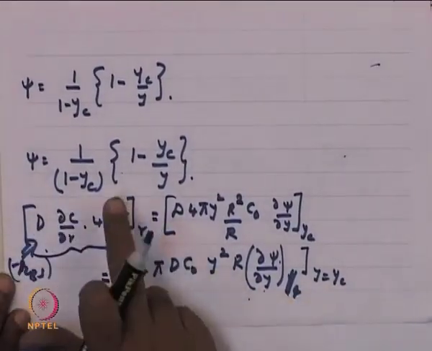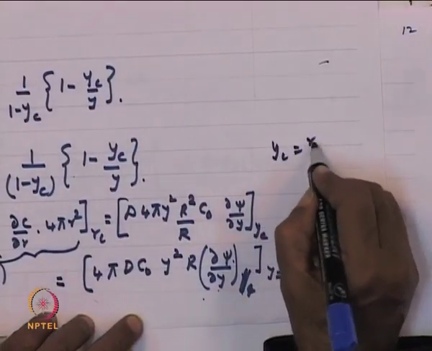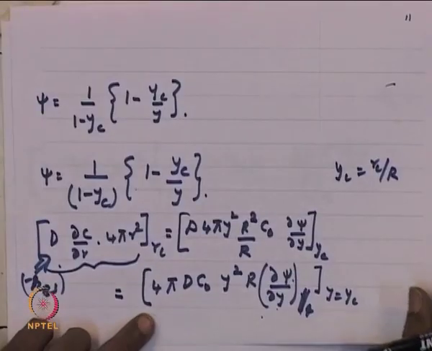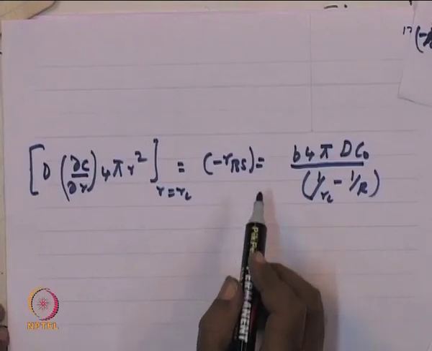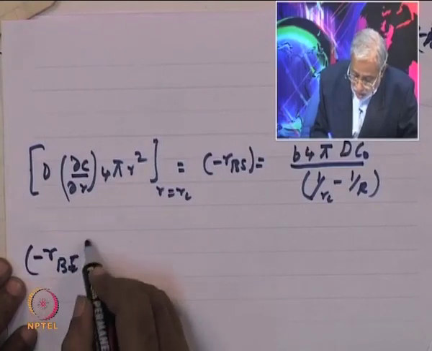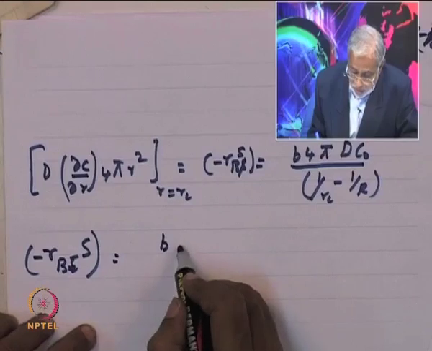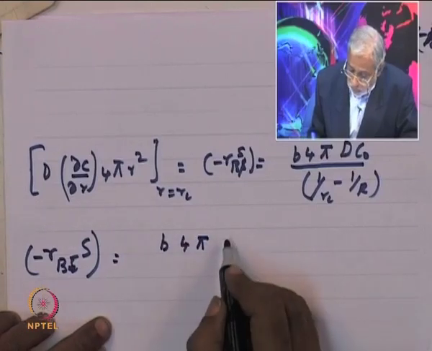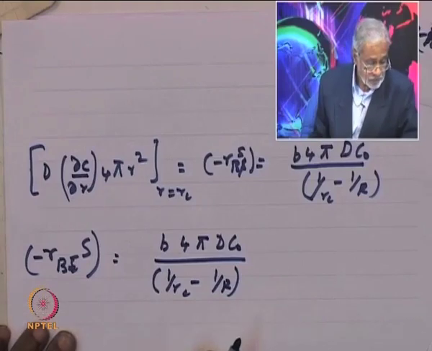What have I done? I have differentiated psi with respect to y, put y equal to y c, and then replaced y c. What is y c? y c equal to r c by r. So, I have replaced y c in these equations as r c by r and simplified, and I have now got the rate of chemical reaction under the case of ash diffusion control, given by r b s, this is the surface area, equal to minus b 4 pi d c naught divided by 1 by r c minus 1 by r. Is this clear?